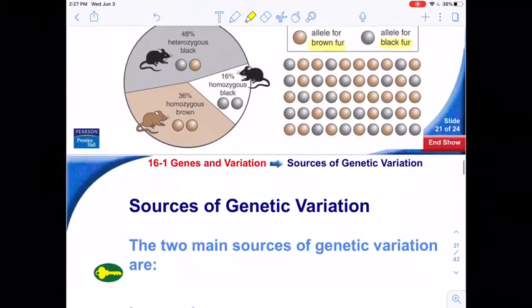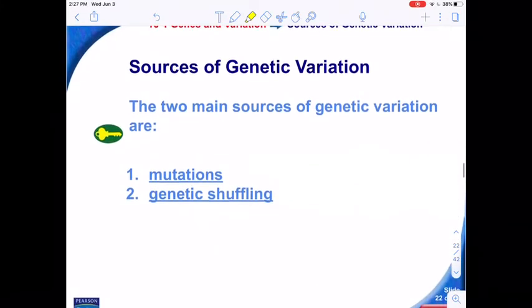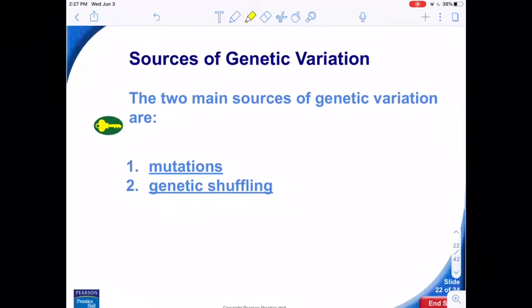So let's look at where this variation comes from, the fact that we have, in that case, 2 different colored mice. And there are 2 main sources of genetic variation. The first are mutations. Mutations in DNA are mistakes that can happen during DNA replication or transcription or translation, or even during the process of making sex cells, and they lead to changes in genetics.